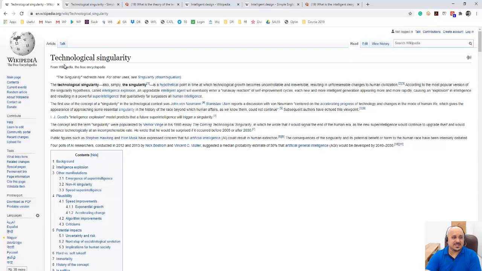So for technological singularity, right? This is the page on Wikipedia. So technological singularity is the hypothetical time at which technological growth becomes uncontrollable and irreversible, resulting in unforeseeable changes to the human civilization, right? So that's what technological singularity is. So this is about intelligence explosion, having an intelligent agent, etc., etc.